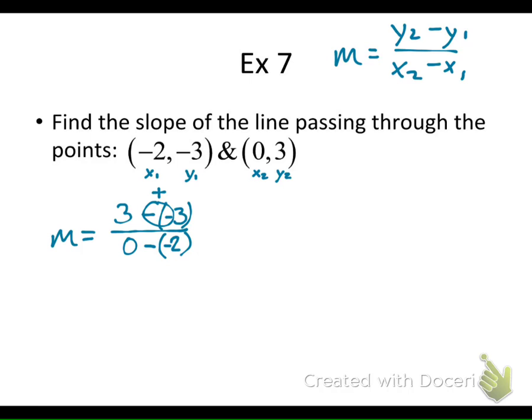So 3 plus 3 equals what? 6. Good. And then we're going to do the same thing down here because there's two minus signs next to each other again. So now we're doing 0 plus 2, which is what? 2. Now, what's wrong with this answer? It's not simplified. Good. So 2 goes into both of these, right? What's 6 divided by 2? 3. And 2 divided by 2? 1. Nice. So your slope is 3 over 1.